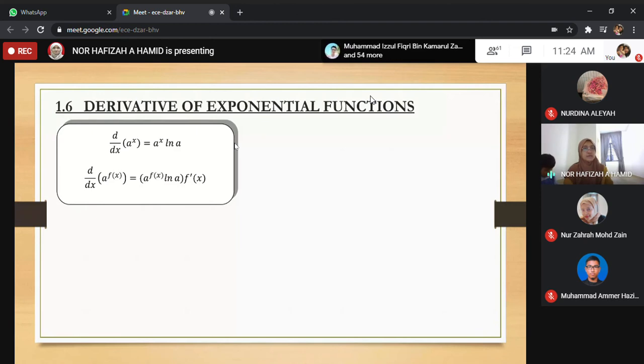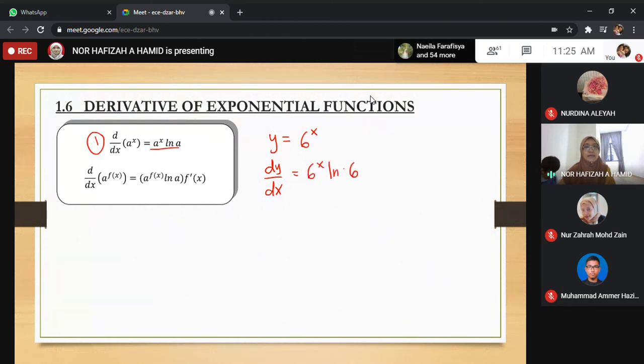Next, saya nak masuk derivative of exponential function. Okay. So for 1.6, we have 4 formula. Okay, so ini untuk number 1. For example, function dia y equal to 6 to the power of x. So you nak differentiate dy over dx, you can refer the first formula. Ni pun you kena hafal. First formula is 6x ln 6. Okay. So ini kalau function dia in terms of x.